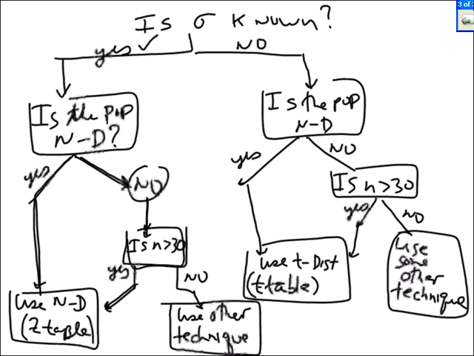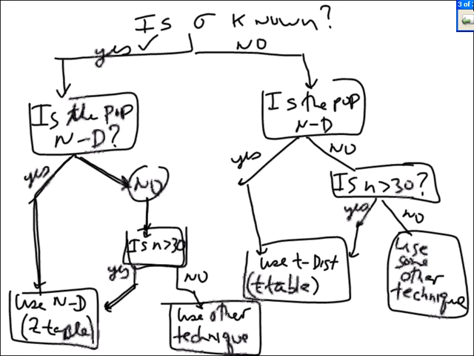If sigma is not known, that's the t-table. Is the population normally distributed? If it is, then use the t-distribution, the t-table. If the population is not normally distributed, then you have to decide if n is bigger than 30. If n is bigger than 30, you simply use the t-distribution, t-table. If it is not bigger than 30, you use another technique.